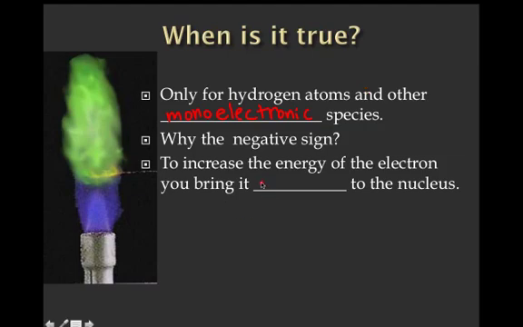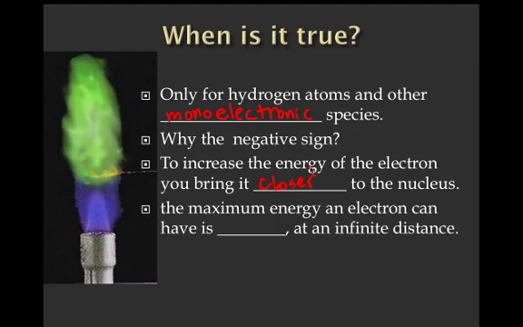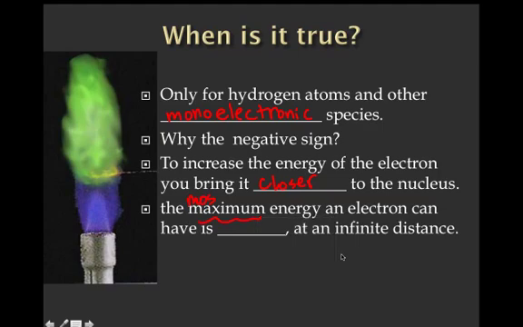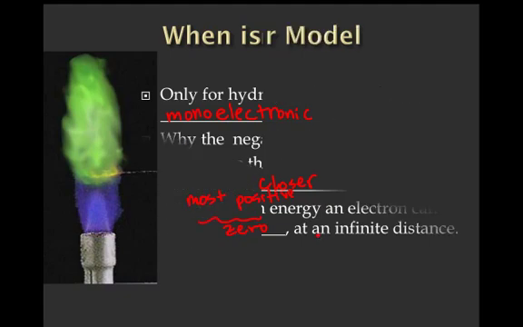The Bohr model only works for hydrogen, and the negative sign is based on how we define potential energy. To increase the energy of the electron, you would have to move it farther from the nucleus, and that's an attractive sort of force. The maximum energy that an electron can have, the most positive that it could be, the most positive the energy could be would be 0. Because once the energy is 0, you're at an infinite distance from the nucleus. And so you'll never get an actual value that's greater than 0. But the maximum energy, defined as the most positive, would be 0 for this electron.